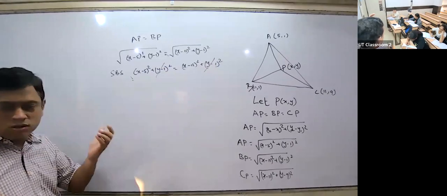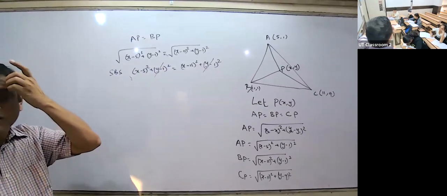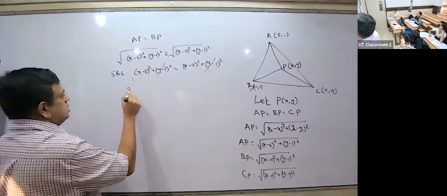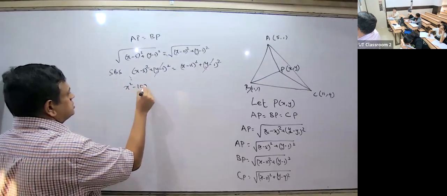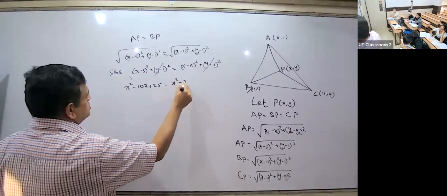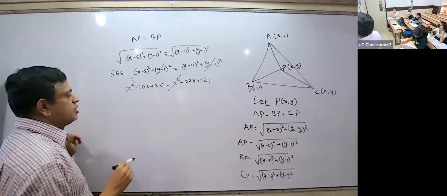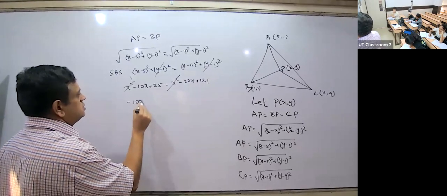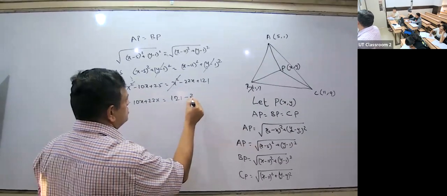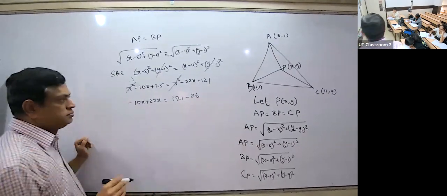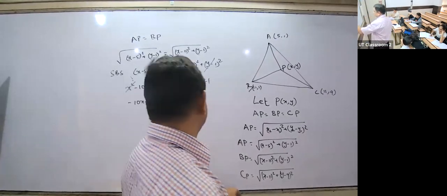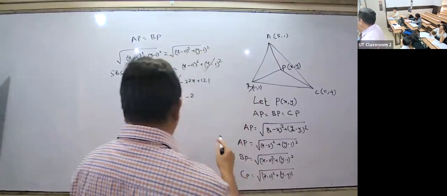Expand both the sides. Expand (a minus b) whole square: x square minus 10x plus 25 is equal to x square minus 22x plus 121. This x square and x square is cancelled. Collect: minus 10x plus 22x is equal to 121 minus 25. Yes or no? Yes. Simplify.